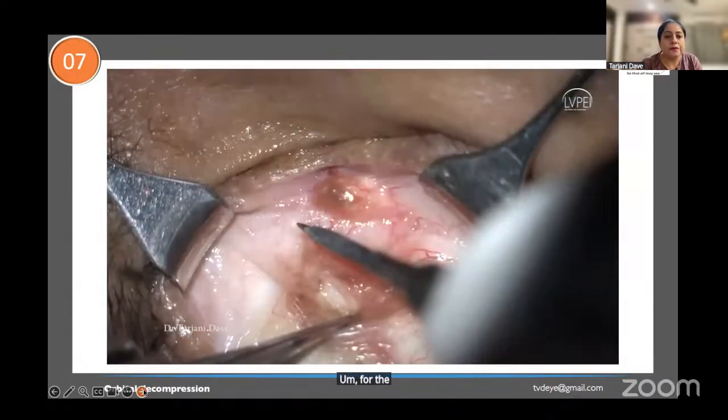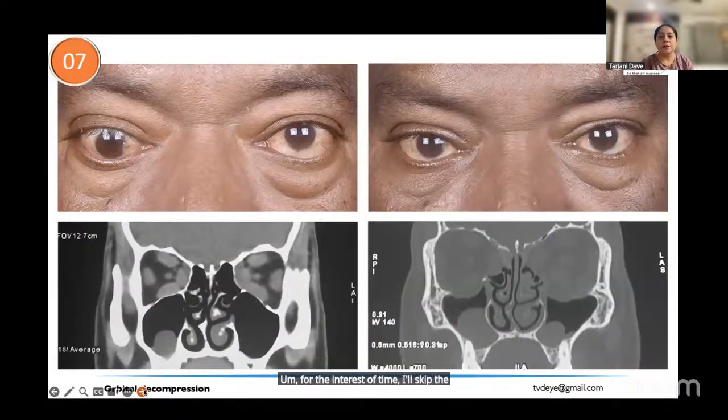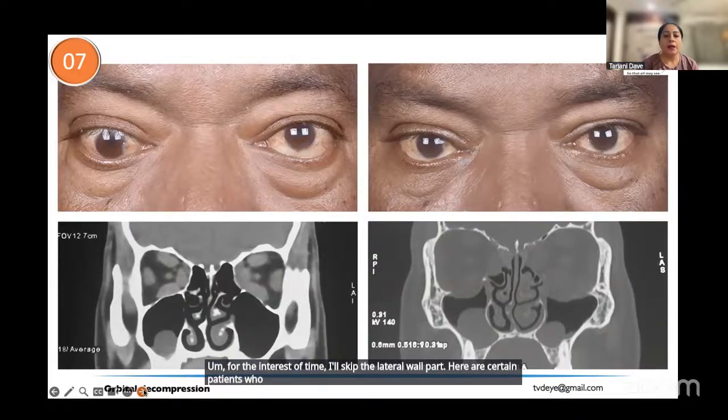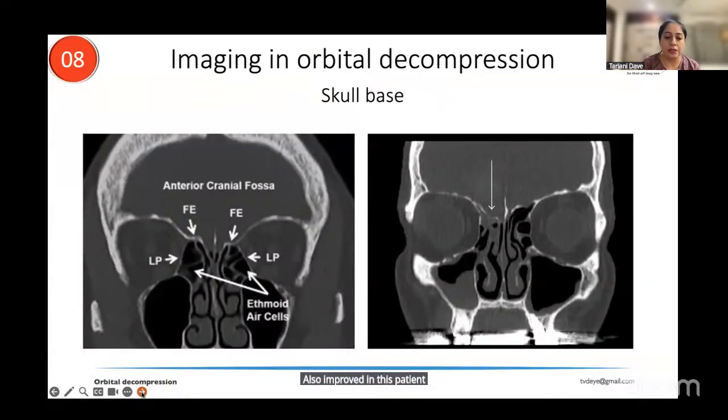For the interest of time, I'll skip the lateral wall part. Here are certain patients who've undergone an unbalanced decompression, pre-op radiology, post-op radiology, showing the muscles prolapsing into the respective sinuses and more space for the optic nerve to breathe. For some reason, the squint also improved in this patient after an orbital decompression.